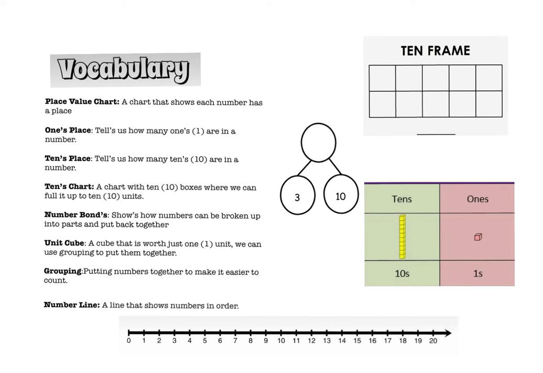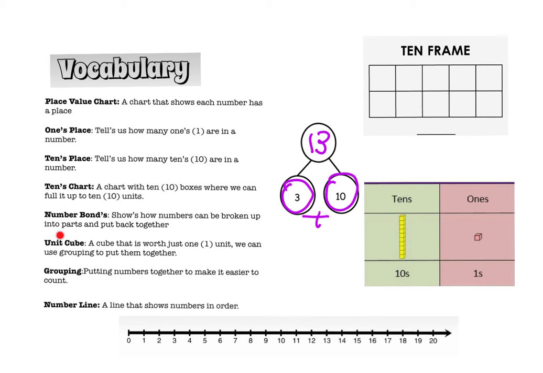Moving on to our number bond. This is a number bond. This shows how many numbers can be broken up into parts and put back together. So for example, my 3 and my 10, I know if I add those together, I get 13.